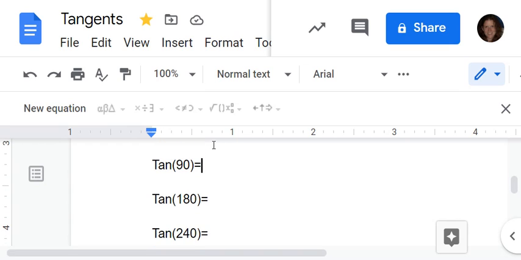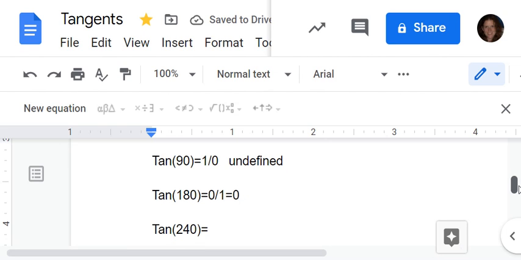Okay, tangent of 90. 90 ends up being 1 over 0. You can't have 0 on the bottom, so that becomes undefined. 180 becomes 0 over 1, which that just equals 0. So some of them are easier than others.